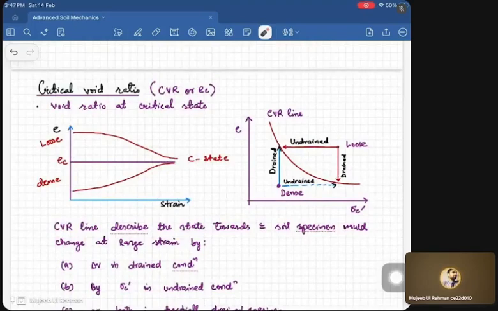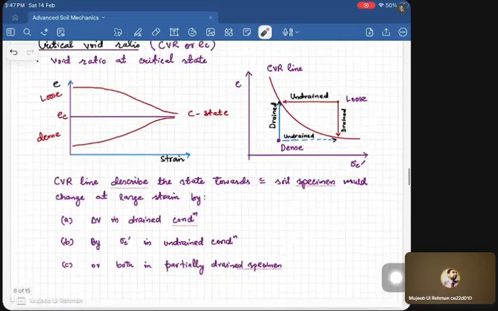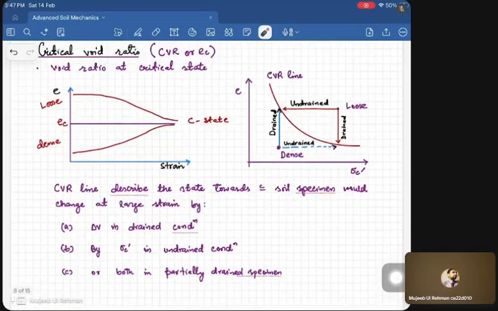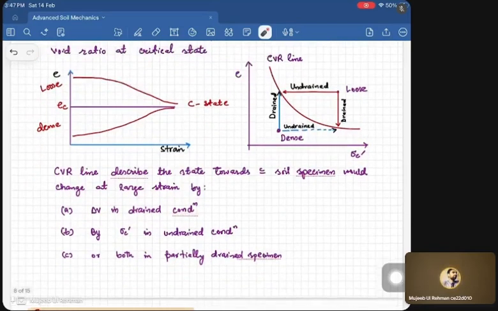Whatever be the initial state of the soil, if we shear it, it will either reduce or increase to reach the critical state. Now after that we discussed the critical void ratio line, which was given by Casagrande. This is useful for the study of liquefaction and also to study the different behavior of the cohesionless soils, or even for loose and dense soils. And CVR describes the state towards which the soil sample can change. Either this loose state can achieve the critical void ratio in drained condition by changing the volume, or it can reach the critical void ratio by changing the stresses, mean effective stress.